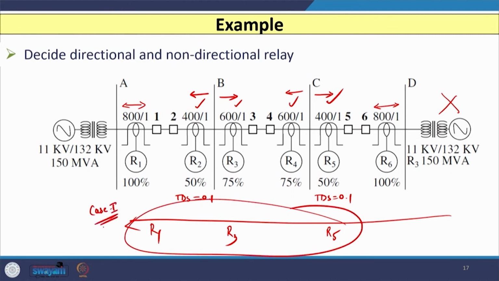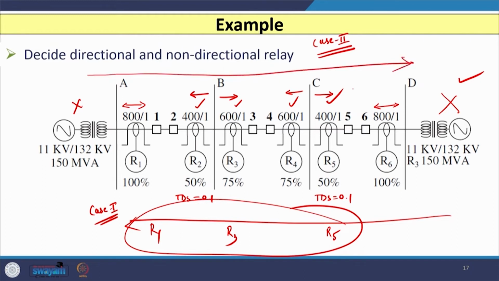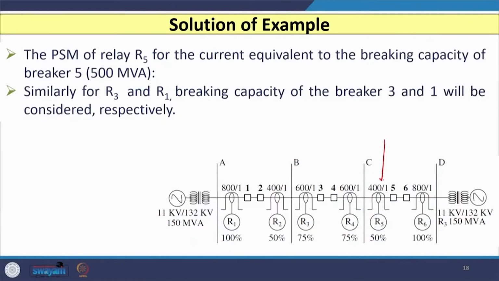In case number 2, we have to consider that this source is not connected and this one is connected, and then we have to move from this side to this side, and here we have to consider the relay R2, then relay R4 and then relay R6, and then we have to coordinate these relays, so that we can easily obtain the time dial setting of whatever relays are calculated.